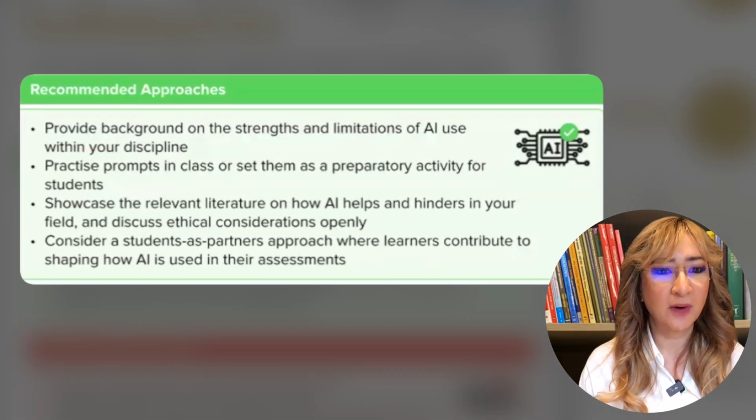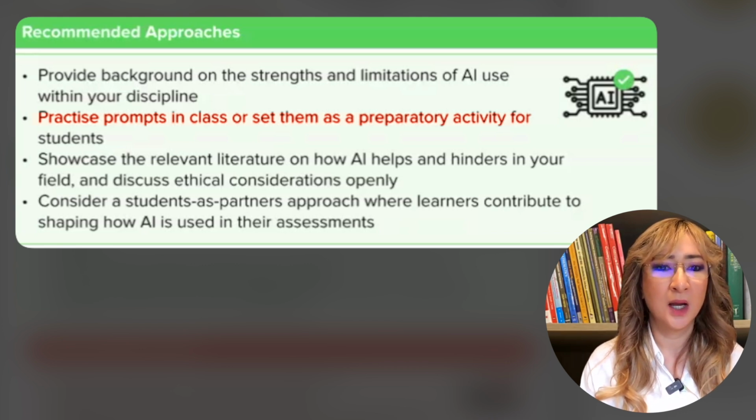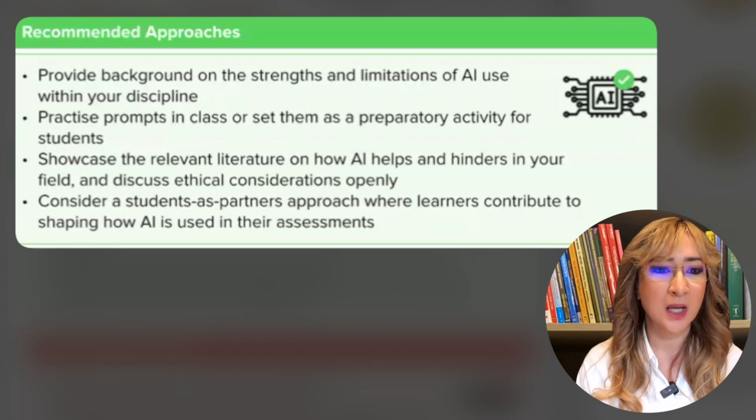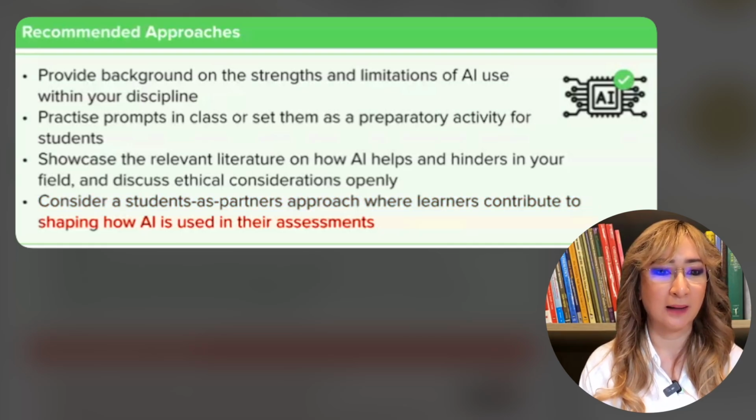Okay, so the last thing I'm going to talk about is scaffolding AI use, because I was very interested to see their approach to this. And let's come on to recommended approaches. So provide background on the strengths and limitations of AI use within your discipline. Absolutely. Practice prompts in class and set them as a preparatory activity for students. Great, teaching your students how to communicate and prompt. Showcase the relevant literature on how AI helps and hinders in your field and discuss ethical considerations openly. Consider a student as partners approach where learners contribute to shaping how AI is used in their assessments. Beautiful. I agree with that.